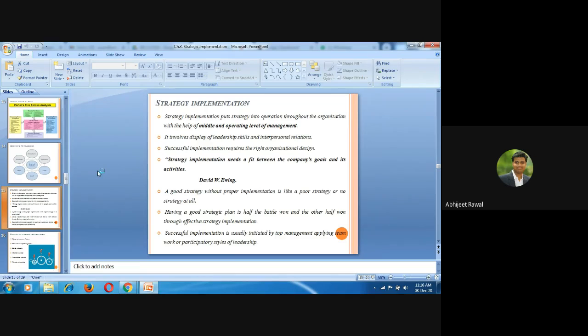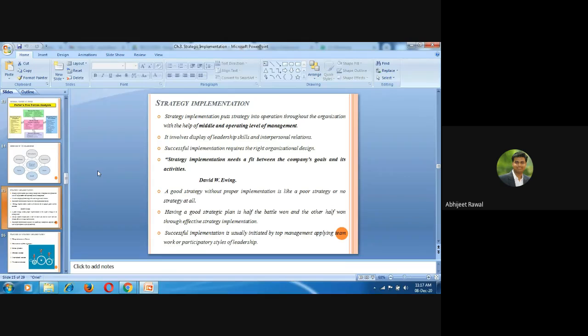Whenever strategies are made, they are always made on paper, but they need to be implemented on the ground, in the field. Whenever the organization practically starts working on the process, that could be introducing a new product or service in the existing market, or launching a new product into a new market, whatever the company policies are. As per the company policy, they can always do so.